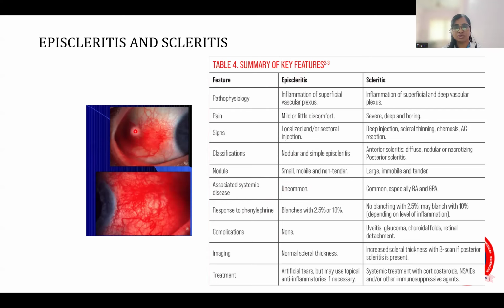In episcleritis, if you put a drop of 2.5% or 10% phenylephrine, blanching will happen because it is only the superficial vascular plexus. Whereas in scleritis, if you put 2.5% drops, there will be no blanching. There are no complications in episcleritis, whereas scleritis can have complications like uveitis, glaucoma, choroidal folds, and retinal detachment. On imaging, the scleral thickness will be normal in episcleritis, whereas it will be increased in scleritis. The treatment of episcleritis includes artificial tears and topical anti-inflammatories, whereas for scleritis, the treatment is systemic, with corticosteroids, NSAIDs, or immunosuppressives.